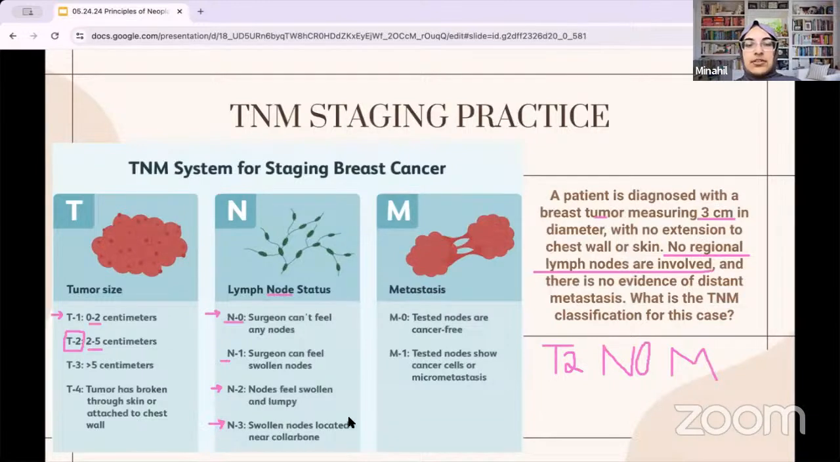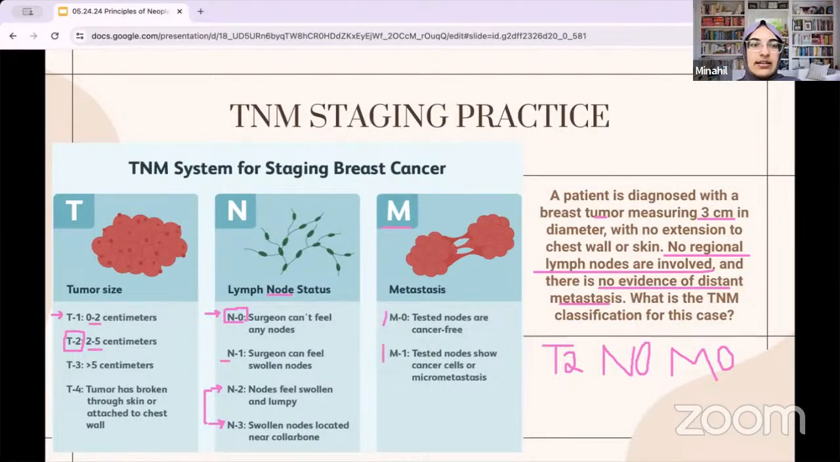So it would be N3 if it's near the collarbone. It's pretty variable, but if there's no node involvement, then it is definitely an N0. And finally, it says there's no evidence of distant metastasis. So that means this would also be an M0. Metastasis doesn't have an M1, 2, 3, 4 example; metastasis is either just yes or no. So there's either going to be a 0 or a 1.